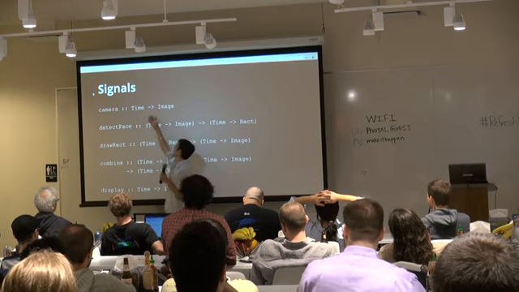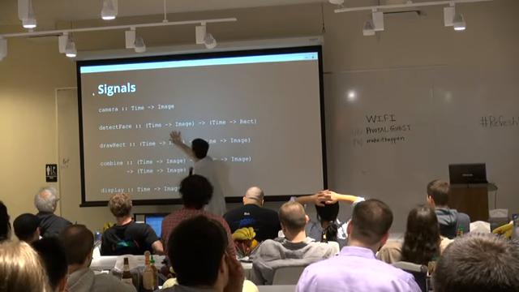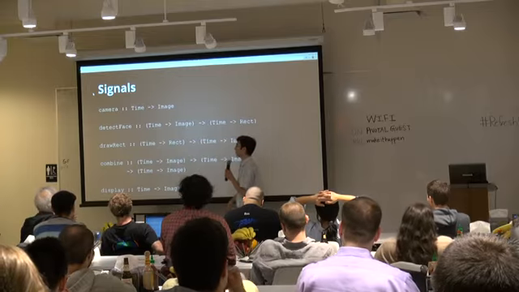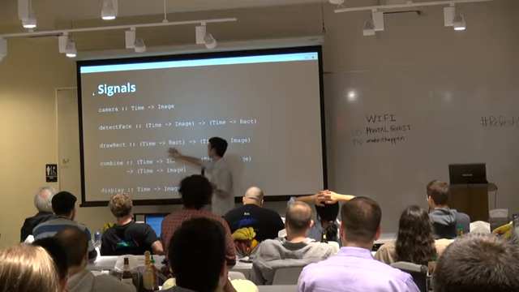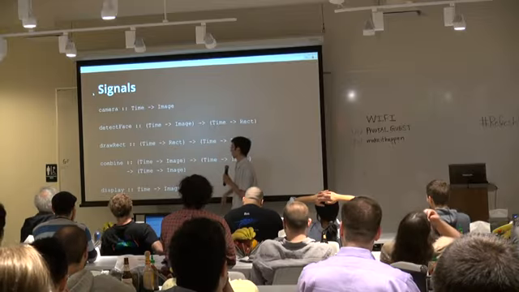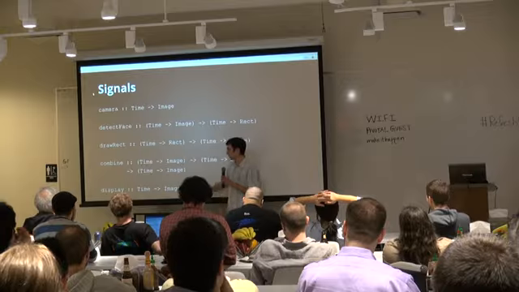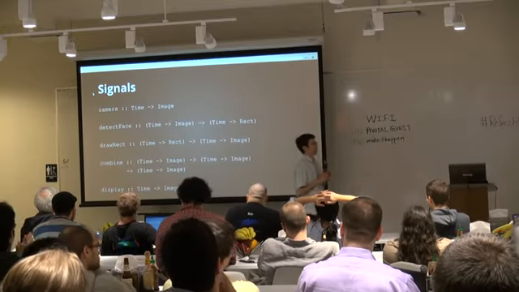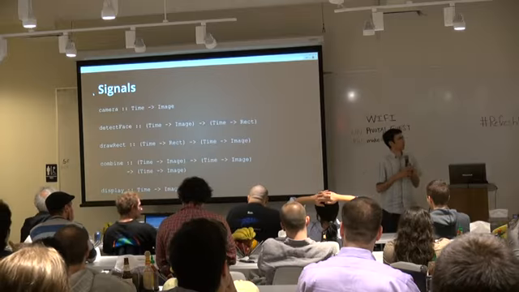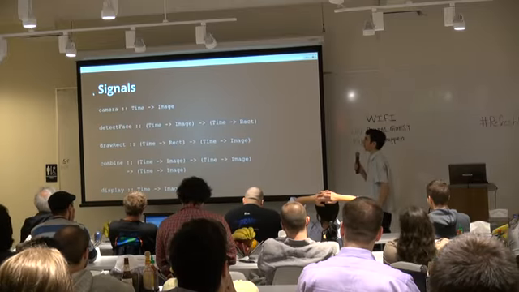It's a function from time to image. And detect face is a function from one signal to another signal. It's called signal function in Yampa. And draw rectangles is again a function from one signal to another signal. And this combines two signals into an output signal. And the display, the end result is really this. That's also a signal.